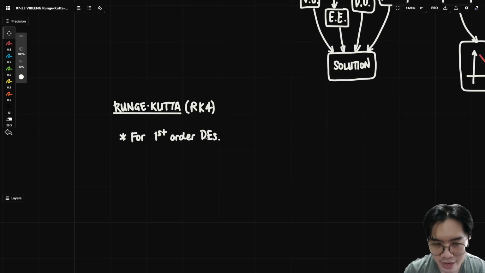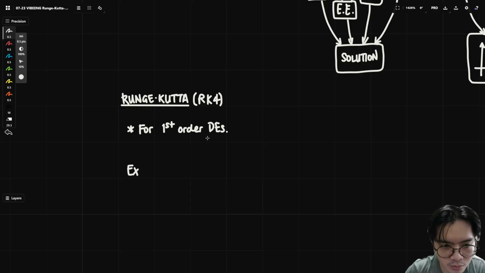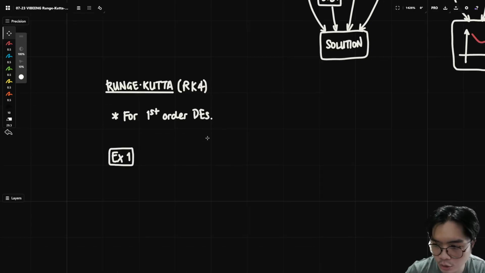So ang gawin natin is something like this, just so you guys understand what's going to happen. We will try to solve a first order differential equation, in an analytical way, and also the numerical way.